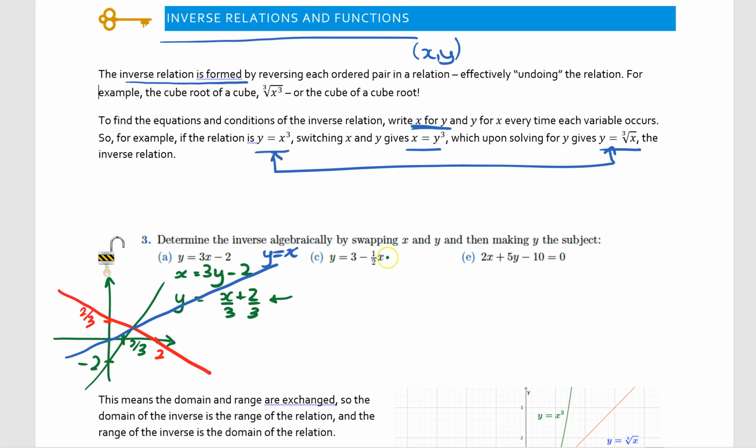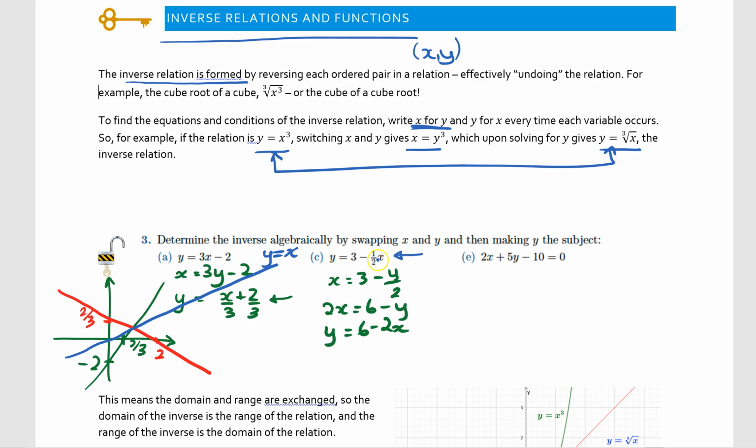So for this one, this is our function, swap the x and the y around, make y the subject, so if I double everything, 2x equals 6 minus y, so y equals 6 minus 2x. Again, for what it's worth, if I drew these two graphs on the same set of axes, they would be reflections of each other in the line y equals x. And once again, you might want to think about what would happen if we substituted a value of x into the function. Say I put x equals 1.